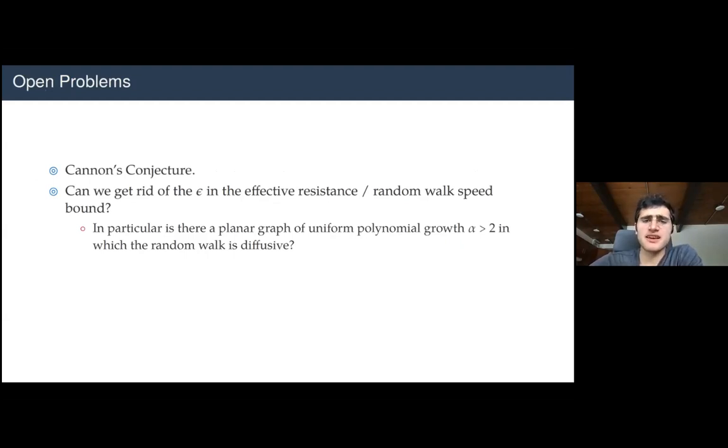In particular, just because of this factor of epsilon, all of these random walks in these graphs are subdiffusive. We know the random walks are at most diffusive in these graphs, but could you have such a graph in which the random walk is diffusive? We don't have an answer to this question, and this was also a question that was asked by Benjamini and Papasoglou.